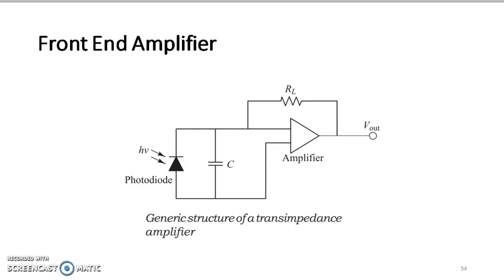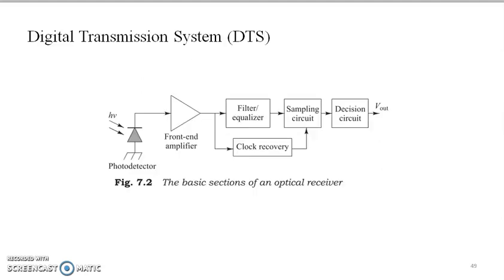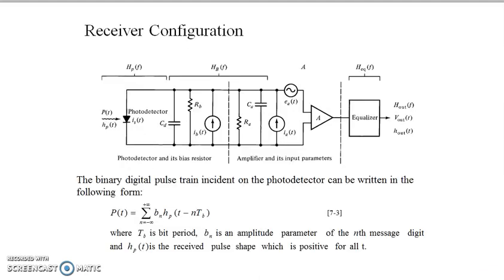So about the front end amplifier used in the detector. If you see the receiver of a digital transmission system, this one is about the photodetector and a front end amplifier. Where bandwidth reduces, we can use an equalizer to increase the bandwidth of the system. For the equalization process, we have filter equalization in the case of a digital transmission system. This one is a common receiver configuration used.